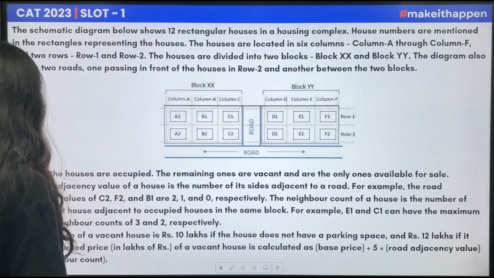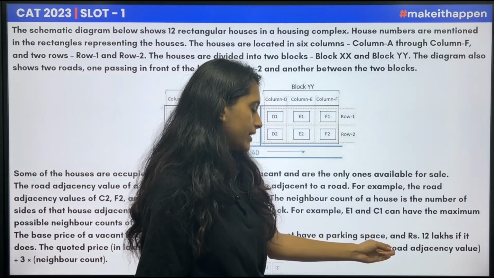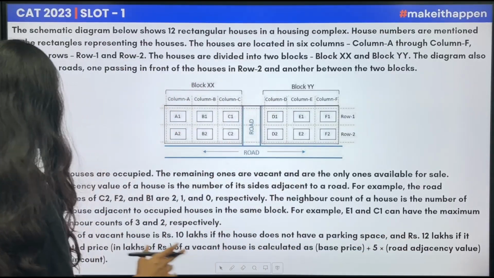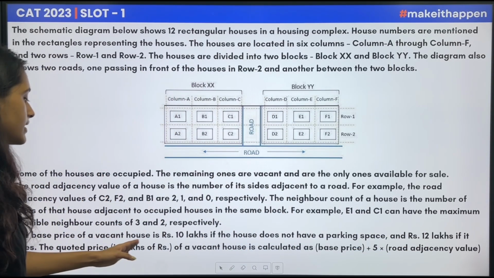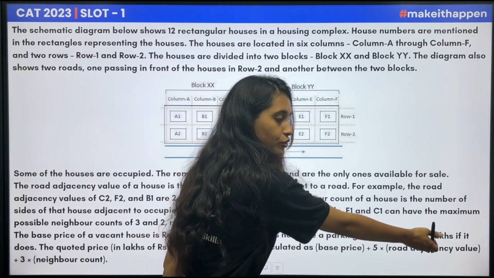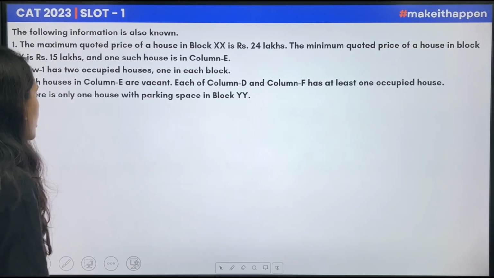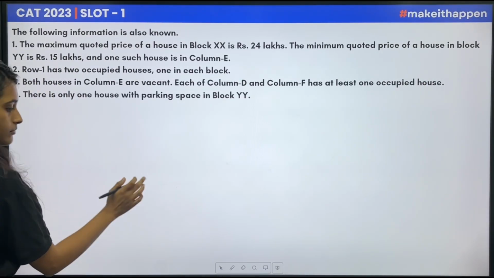The base price of a vacant house is rupees 10 lakh if the house does not have a parking space and 12 lakh if it does. The quoted price in lakh of a vacant house is calculated as the base price plus 5 into road adjacency value plus 3 into the neighbor count. Okay. Let's make the diagram.